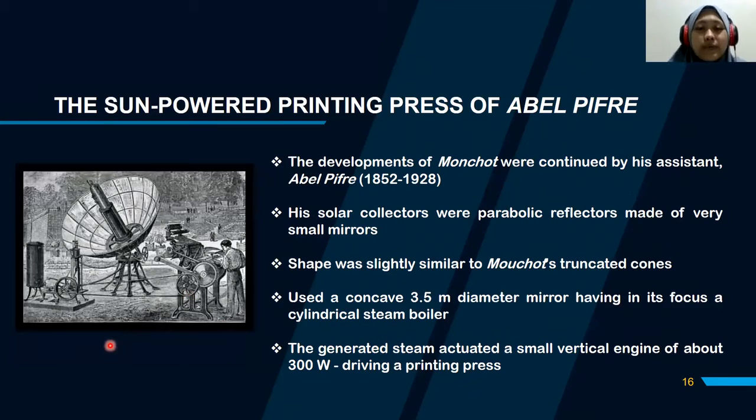The sun-powered printing press of Abel Pifre. The developments of Mouchot were continued by his assistant Abel Pifre, 1852 to 1928. His solar collectors were parabolic reflectors made of very small mirrors. The shape was slightly similar to Mouchot's truncated cones. He used a concave 3.5 meter diameter mirror having in its focus a cylindrical steam boiler. The generated steam actuated a small vertical engine of about 3,000 watts, driving a printing press.